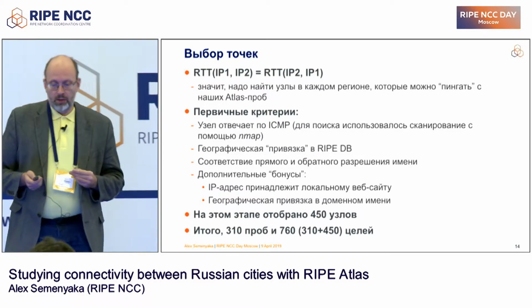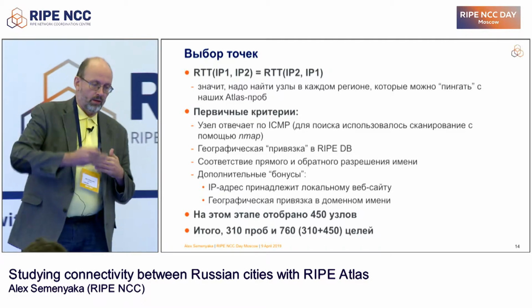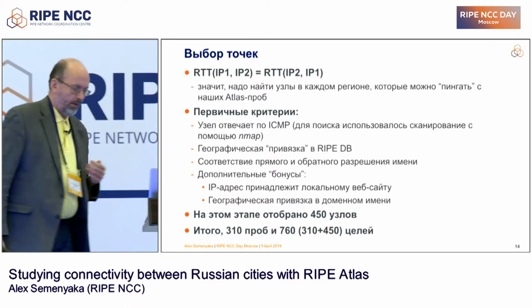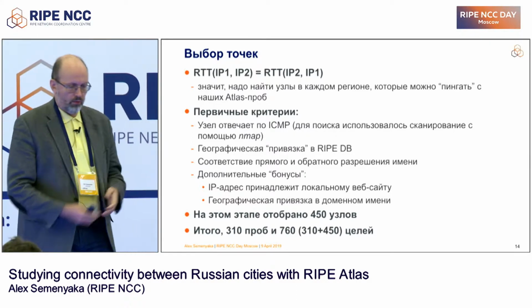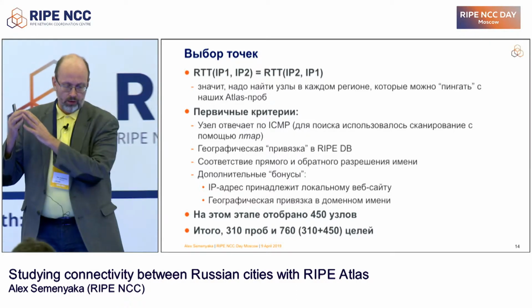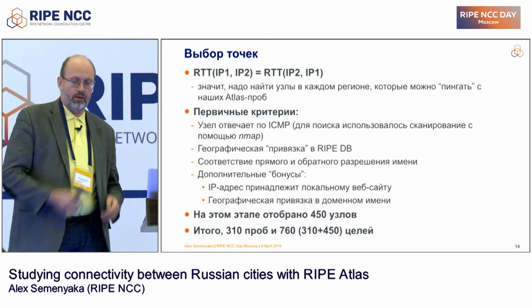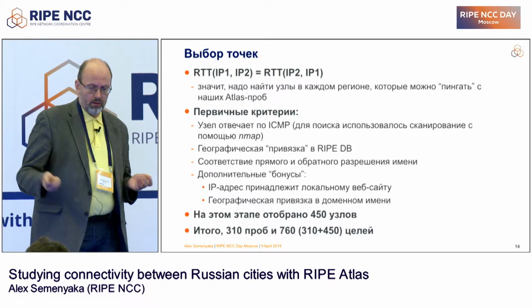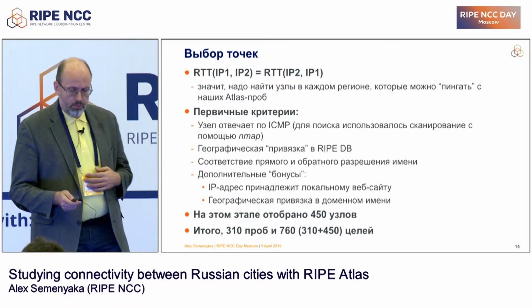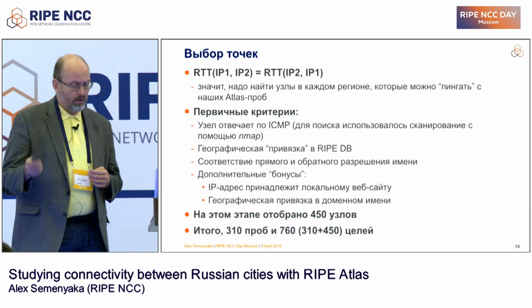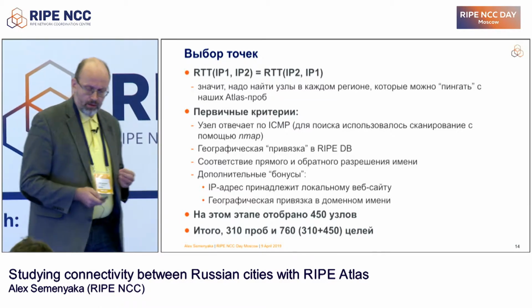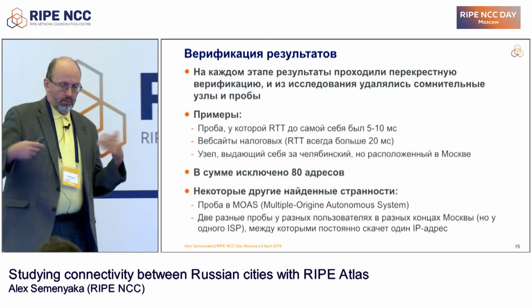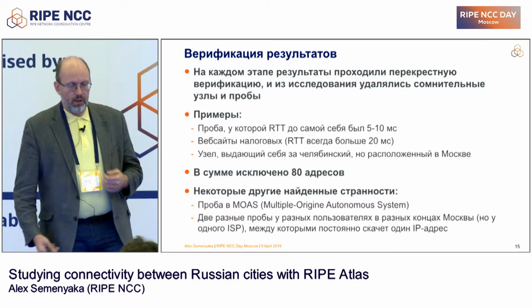It required a lot of manual work. I had to test 450 nodes. I had to control for the quality of the data that they can provide. If a node is in Chelyabinsk, or in Irkutsk, or in St. Petersburg, I needed to make sure that those nodes were truly in those locations. So I ended up with 310 probes in 29 cities and 760 targets in total.